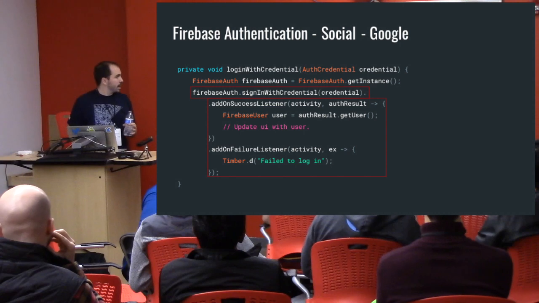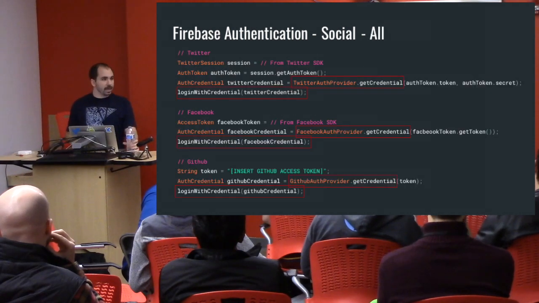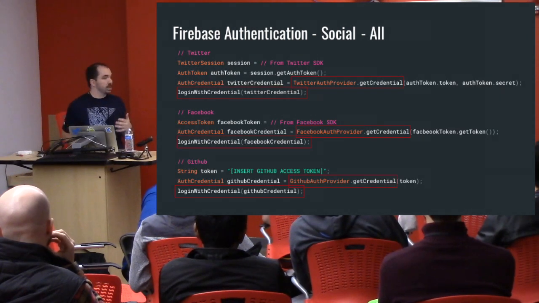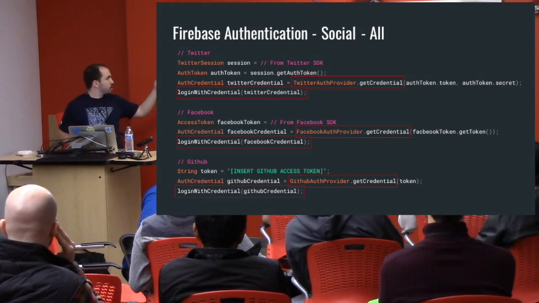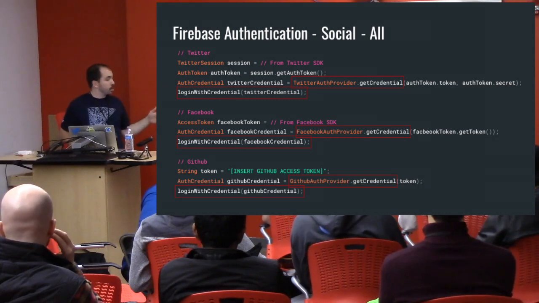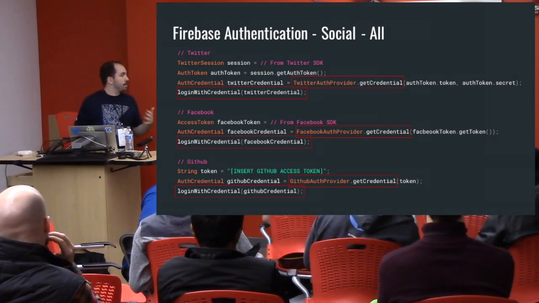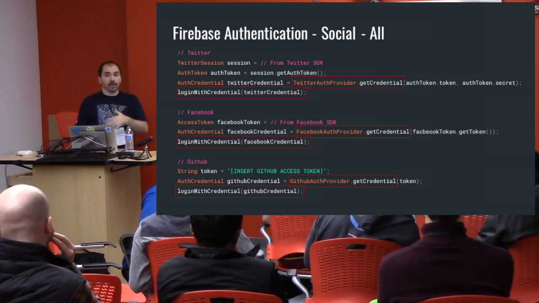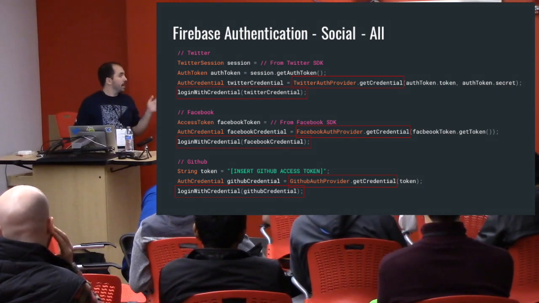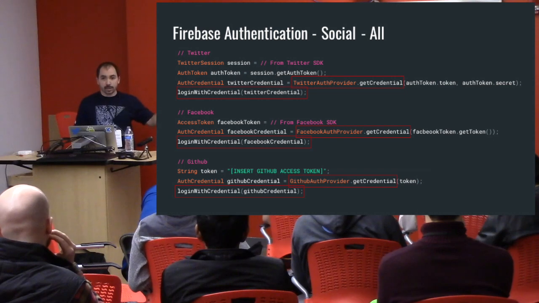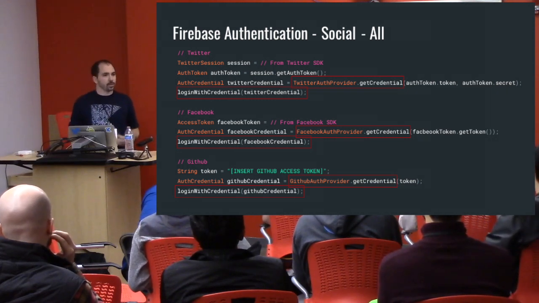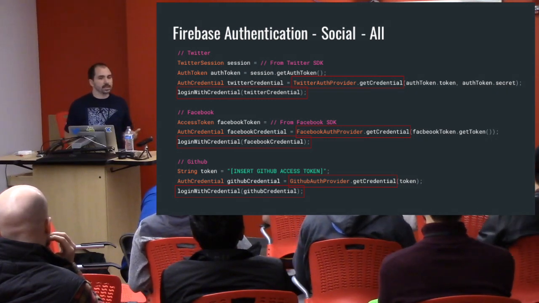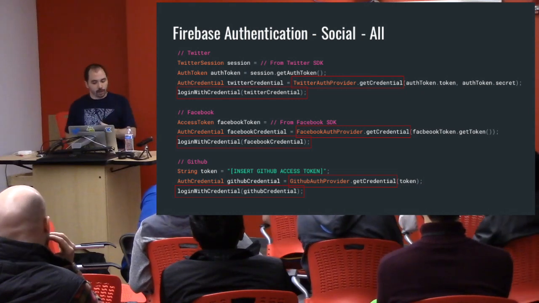So that was Google, and with the rest of them, it's almost identical, right? You're going to use the SDKs associated with those social providers. In this case, get the Twitter session from the Twitter SDK, the Facebook access token from the Facebook SDK, and you're going to use the same mechanisms, but from the Firebase authentication APIs. In this case, the Twitter auth provider get credential. It's the same thing across all the different providers. You'll return an auth credential, and you can reuse the same method that you logged in with for Google. So once you have one in place, it's relatively easy to actually implement others as well.